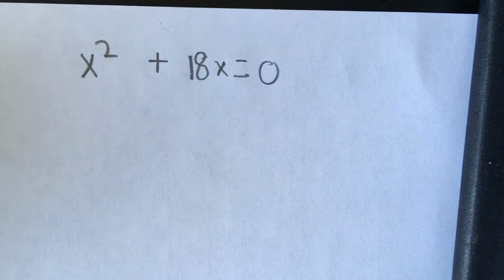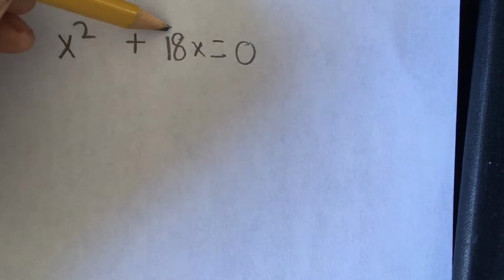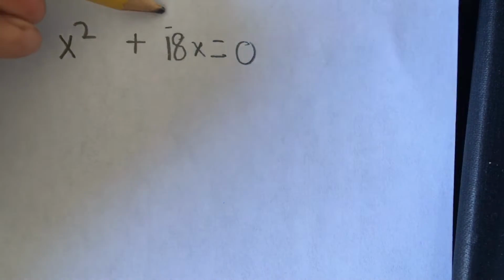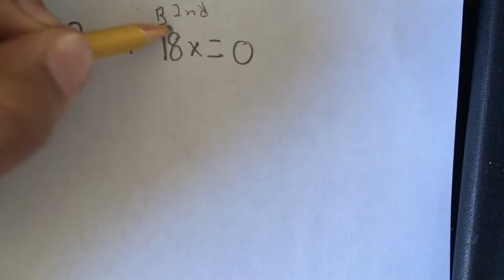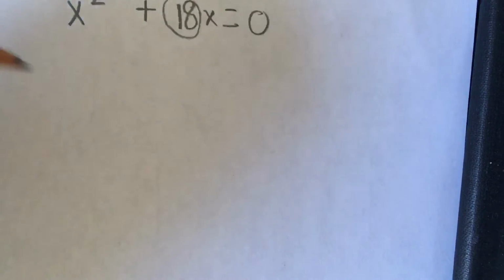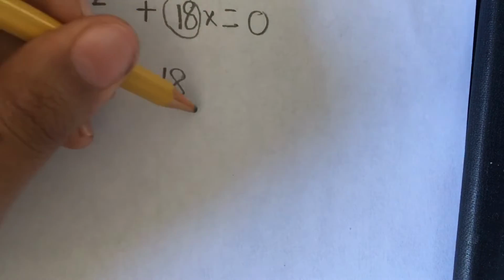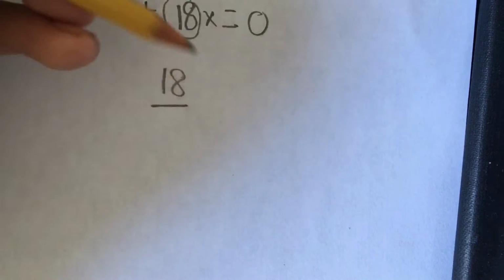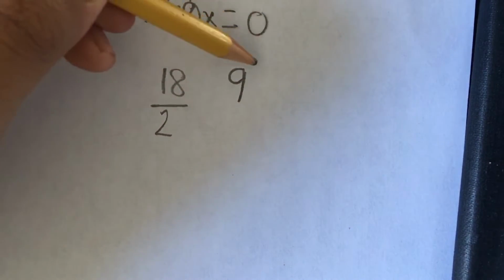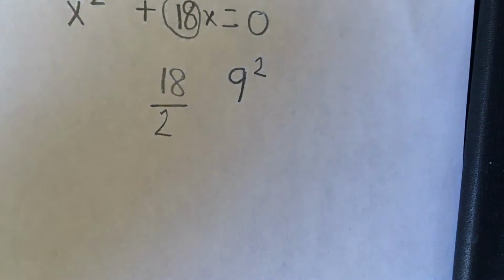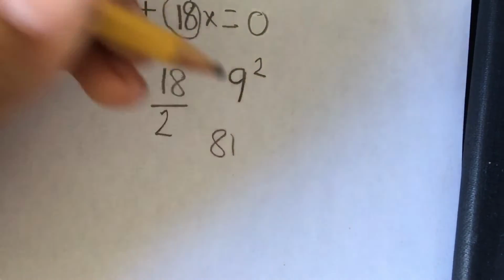So, we got to take b, which is, remember, b is going to be the second number of the equation. So, we got b, which is 18, so the first thing you're going to want to do is divide that by 2. So we got 9, then we have to square it to get 81.